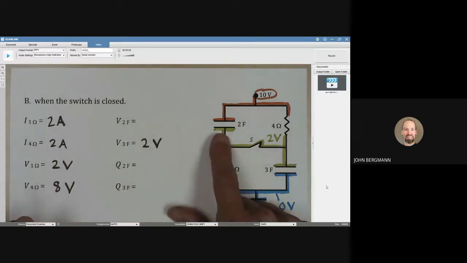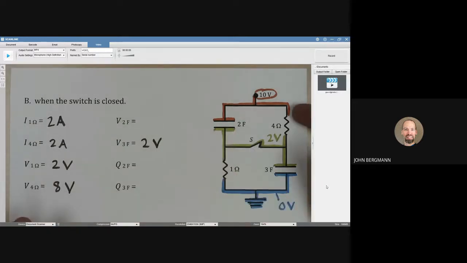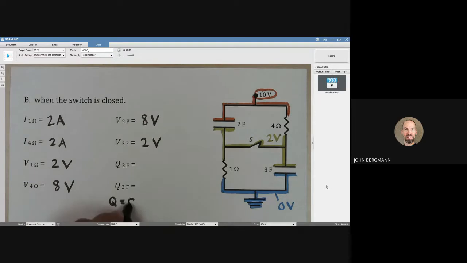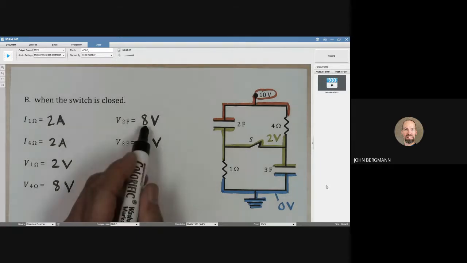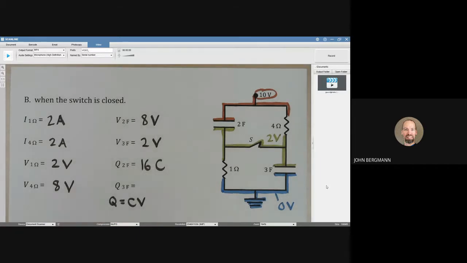The voltage across the 2 farad capacitor is the same as across the 4 ohm resistor, which is 8. So now, charge is capacitance times voltage. So 2 times 8, 16 coulombs. 3 times 2, 6 coulombs.